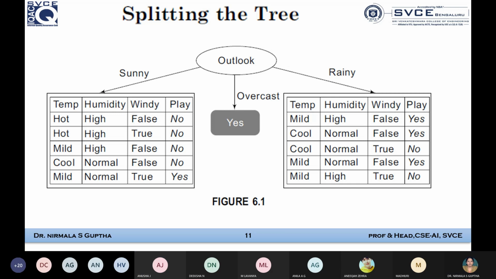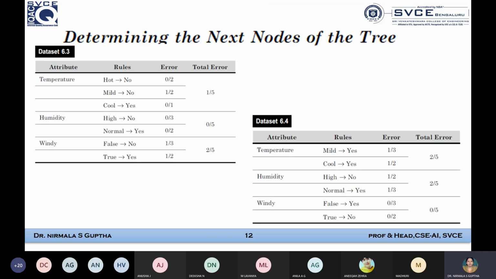True gives yes. The denominator is 2, right? Okay, let us see the answer here. So 1 by 2. So the answer is 2 by 5.